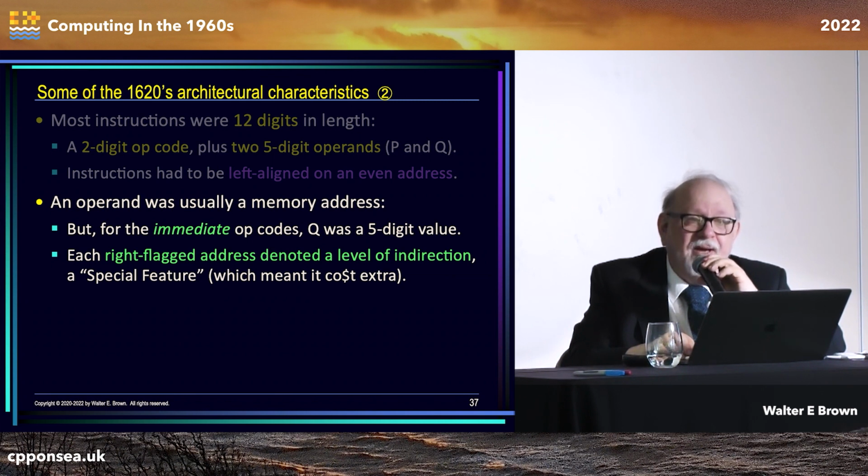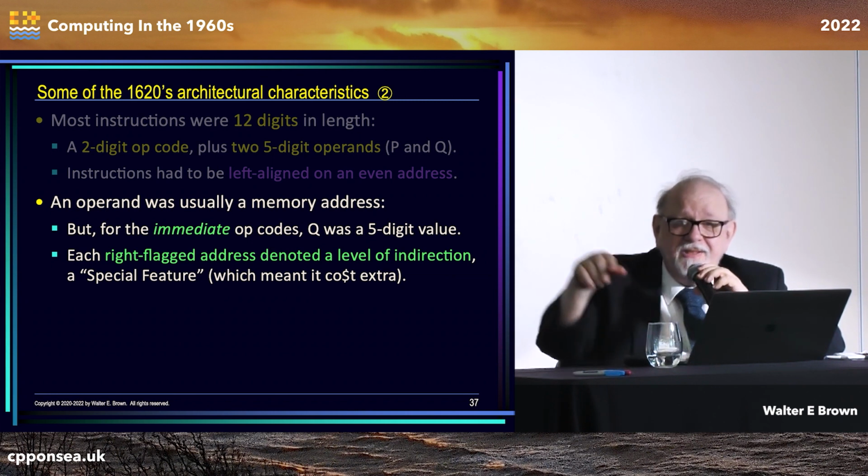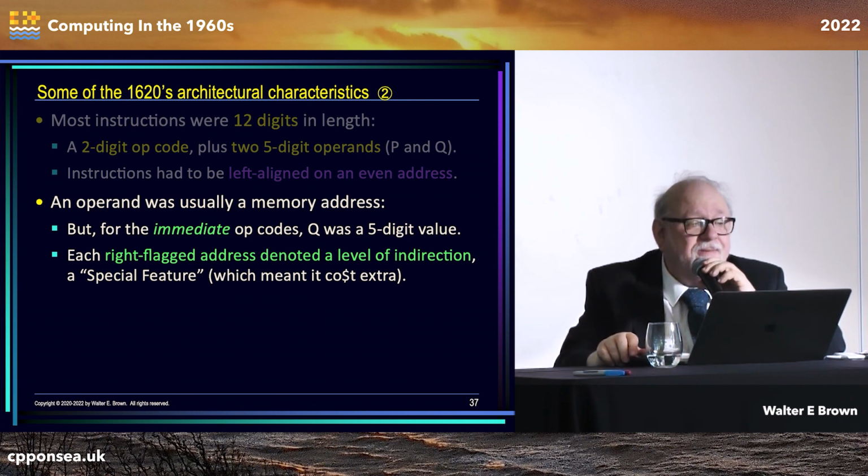And you could do indirection arbitrarily deeply. Set the flag bit here, get the next address. If it had the flag bit set, get the next address. If it had the flag bit, and so on. Okay, that was nice. But of course, it was a special feature, which meant they charged you extra for that.